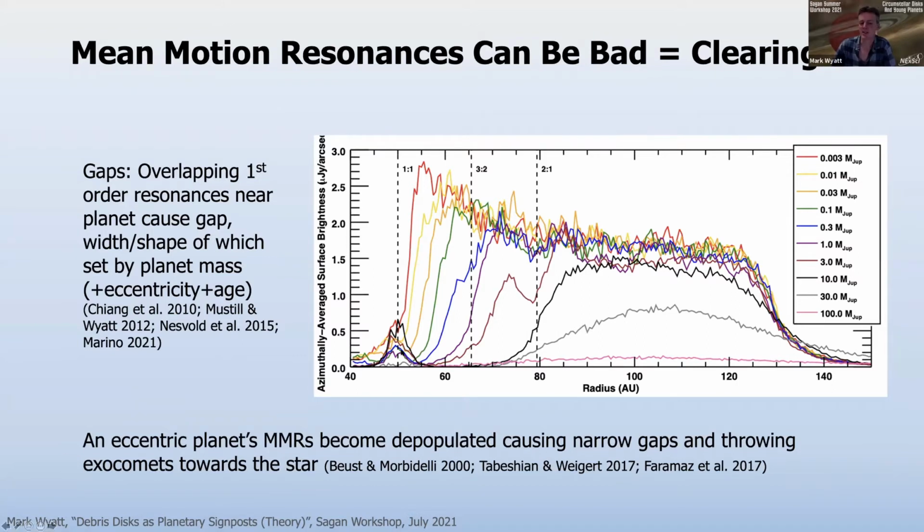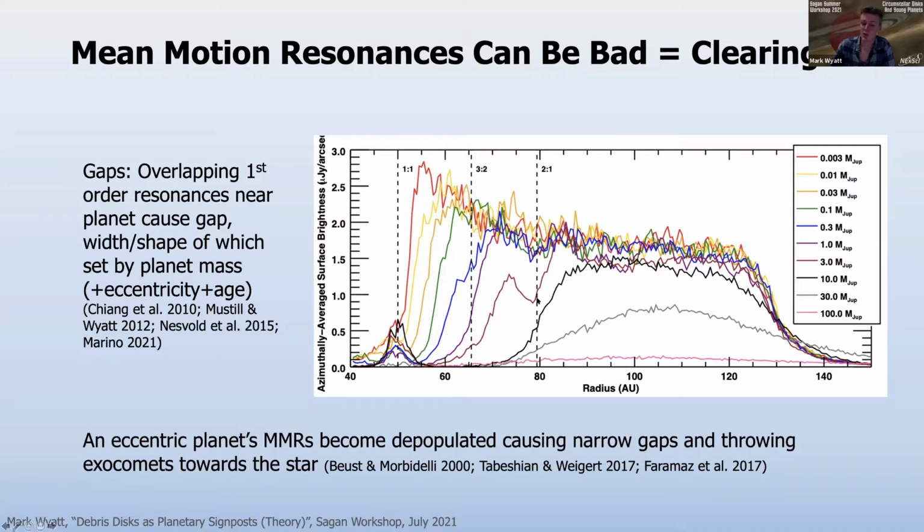For example, this is the distribution of planetesimals after a planet is introduced at 50 AU, and you can see the width of the gap and also the shape of the gap depend on the planet mass. So a small mass planet carves a narrow, sharp gap, and a high mass planet carves a wide and shallow gap. So the idea is that we can use the shape of a disk's inner edge to tell us something about the planet that is causing it.